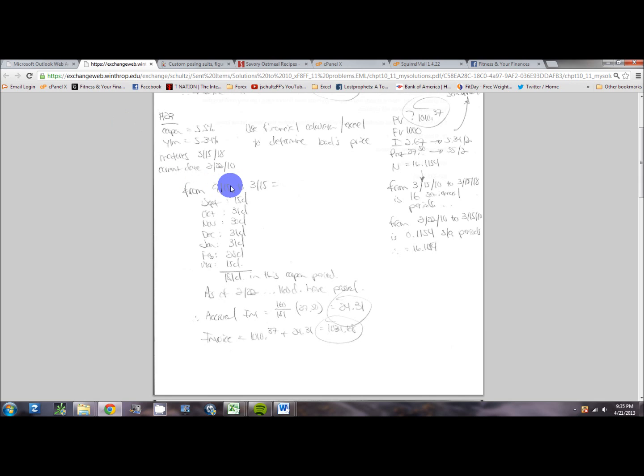Basically, in number 23, you need to figure out both the accrued interest and the invoice price of the bond. Alright, so here's what I want to focus on. I want to focus on this area first. This is how you find accrued interest. And again, we're going to cover this in class. But basically, the way it works is this, right?